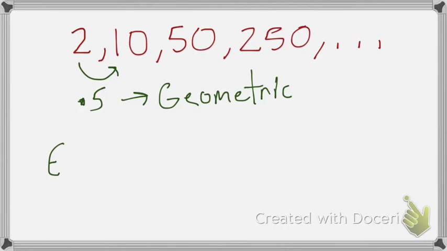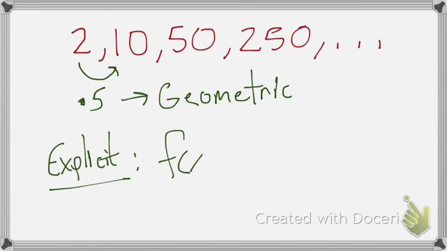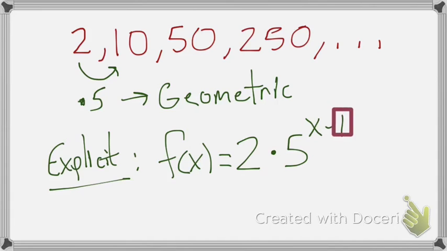Okay, so we talked about this, the explicit equation. We start with the first number of the list, which is 2, and then the pattern, what we're doing to it every time, times 5. And then we said it's always going to be the x minus 1 power, for now. In class, a couple people were asking about this in the chat. For now, I just want you to remember it's always going to be x minus 1.